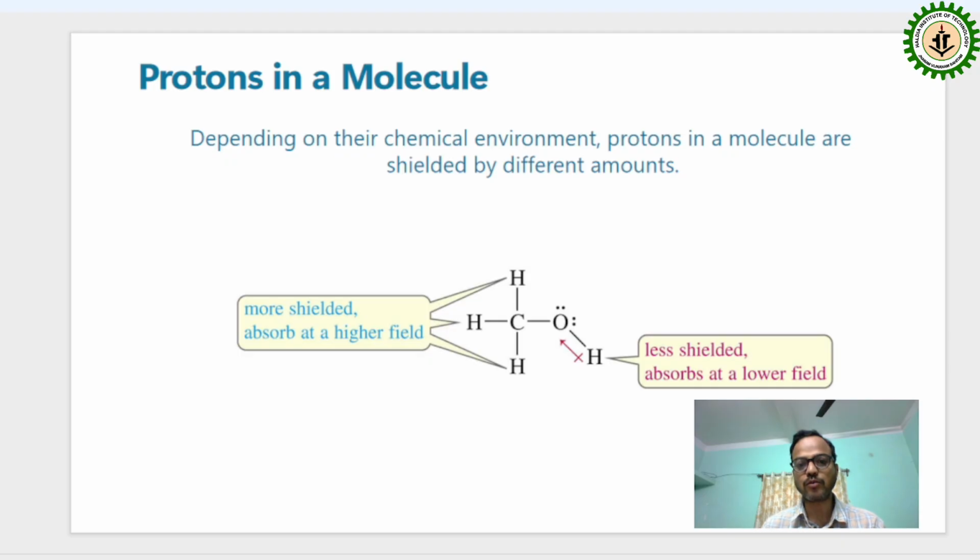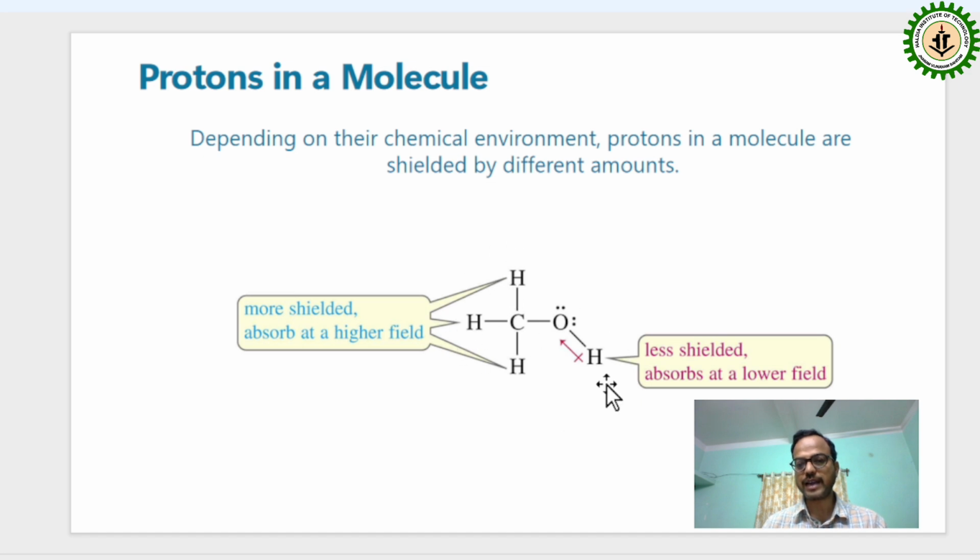So let's talk about protons in a molecule. Depending on their chemical environment, protons in a molecule are shielded by different amounts. Like in this methyl alcohol molecule, there are two kinds of hydrogen. These three hydrogens are attached to carbon, which is less electronegative, but this hydrogen is attached directly to the oxygen, which is more electronegative. So this hydrogen is less shielded and these hydrogens are more shielded.